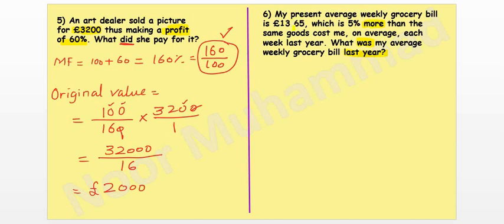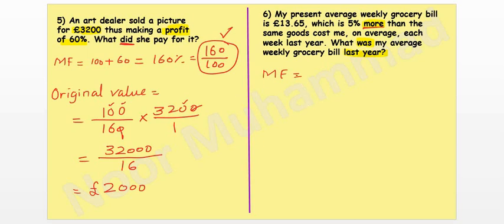This is the bill right now, and they want us to go back to the last year to find the original bill, right? So what do they want us to find? The original bill. And this is the case of what? This is the case of increased percentage. So what will you do? You will get the multiplying factor.